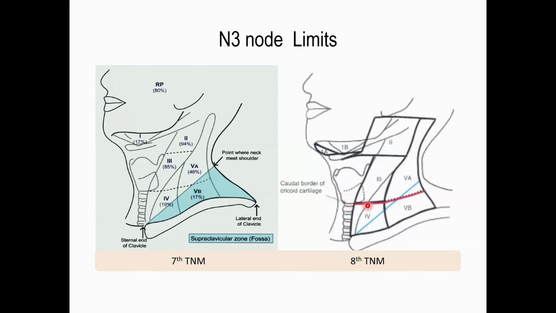But in the 8th, it is any node below the caudal edge of the cricoid cartilage. The caudal edge of the cricoid cartilage is classic for two things. One, it is the limit between level 3 and level 4 nodes. Number two, it is the level between level 5A and 5B. Any node in the posterior aspect below the caudal edge of the cricoid cartilage is a 5B node. So that is 5A and 5B.